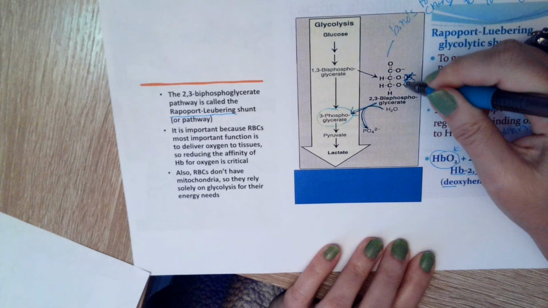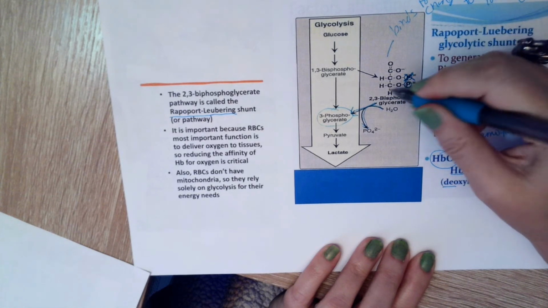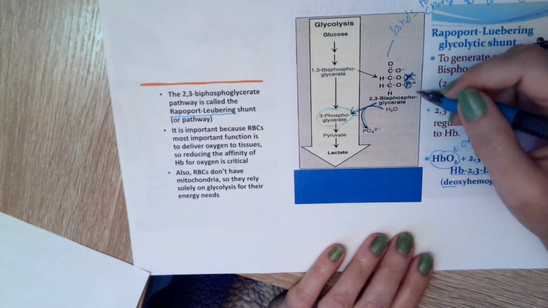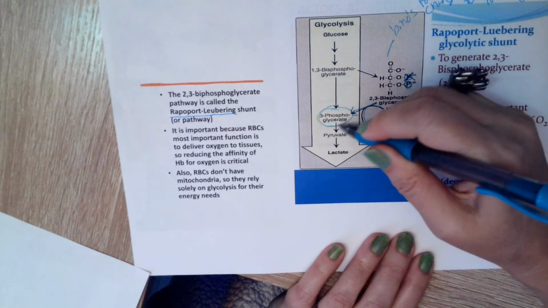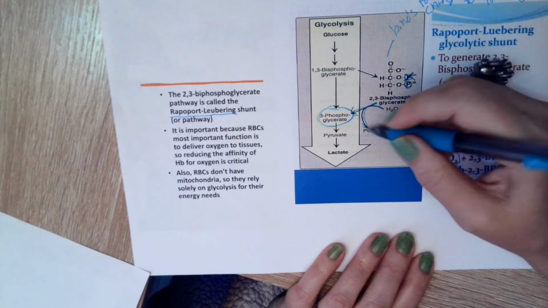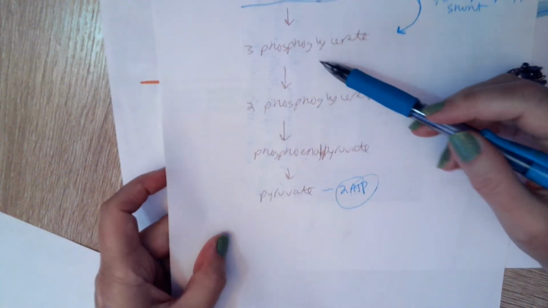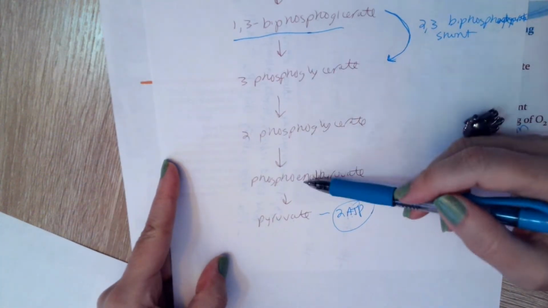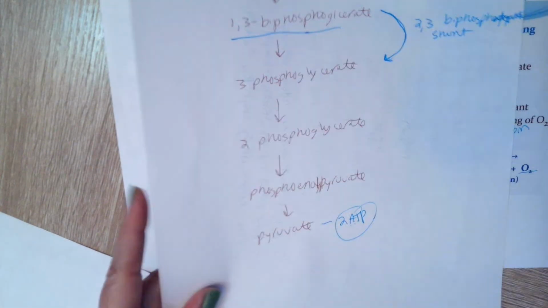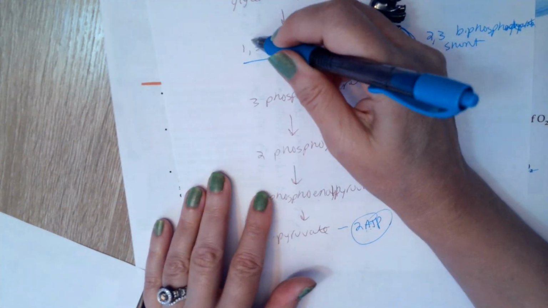We're left with just this 1-phosphate on the third carbon, and that gives us 3-phosphoglycerate. We are back in our glycolysis here. Okay.